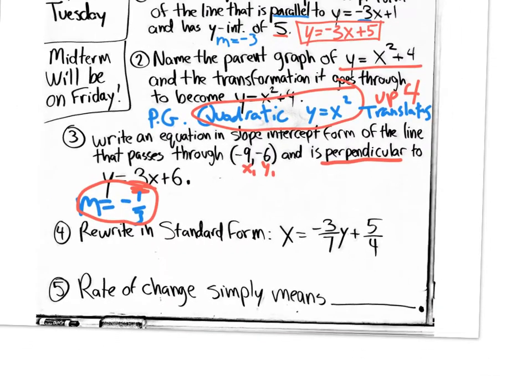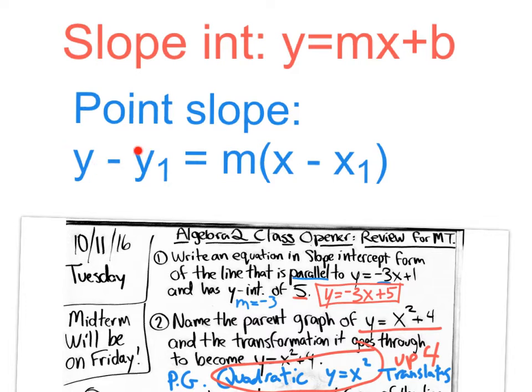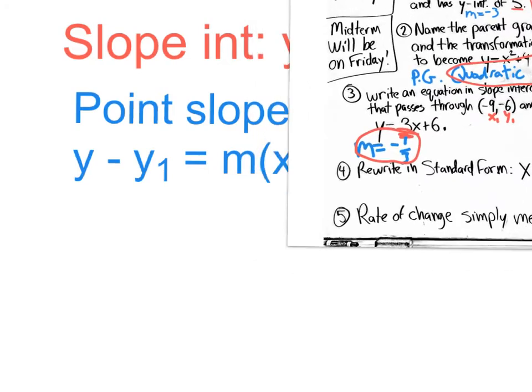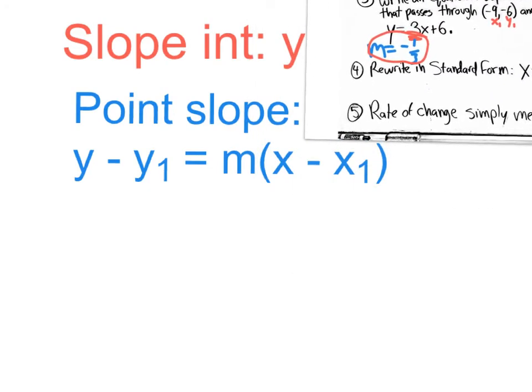Point-slope form. In case you forgot, it's right here. Point-slope is y minus y1 equals m times parentheses x minus x1. We're going to use the point -9, -6. So let me write this down right here: -9, -6. And we're going to use the slope that we just got from the sentence, m equals negative 1/3, to plug into point-slope form.